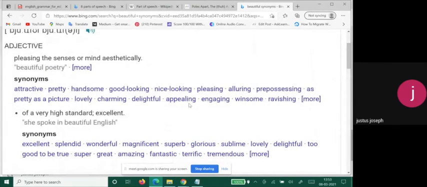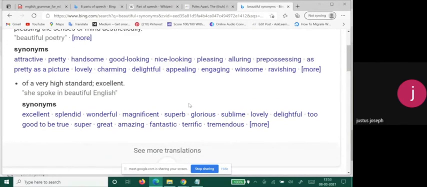Attractive, pretty, handsome, good looking, nice looking, pleasing, engaging, winsome, ravishing. Ravishing is such a new word, right? She had a ravishing look. Okay, what are other synonyms? Excellent, splendid. Do you guys use the word splendid? Yes, possibly. If you don't, write it down somewhere. Splendid.